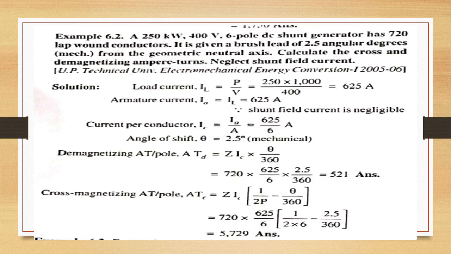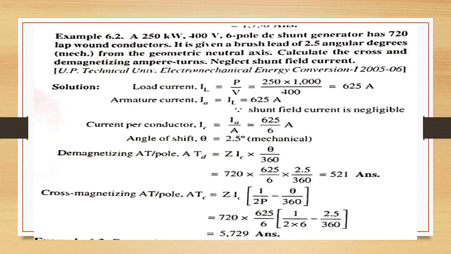250 kilowatts is given. So 250 into kilo is nothing but 10 power 3. So 250 into 10 power 3 by 400 is the voltage. So current is 625 amps, load current. Then armature current IA is equal to load current because shunt field current is negligible here.